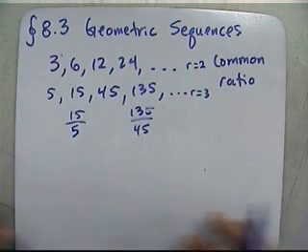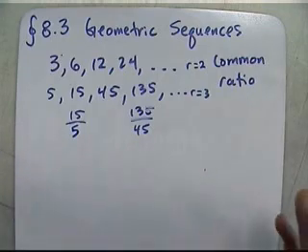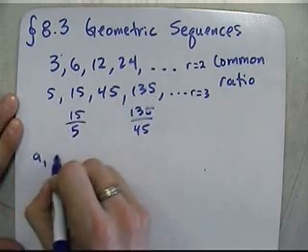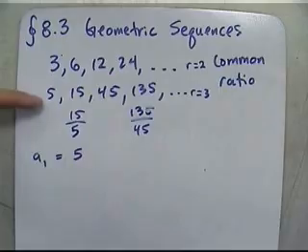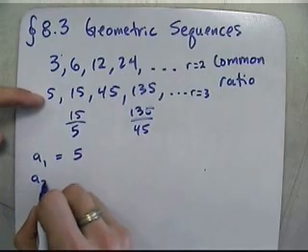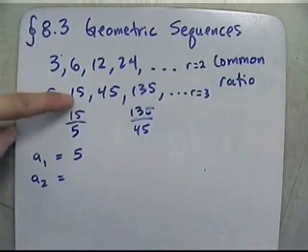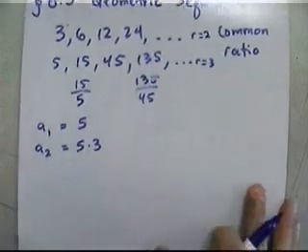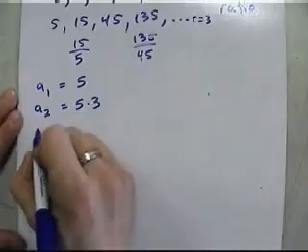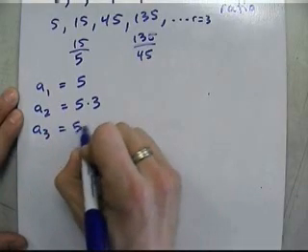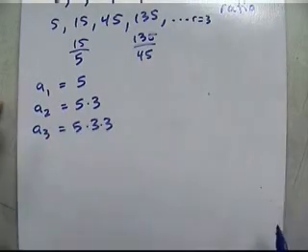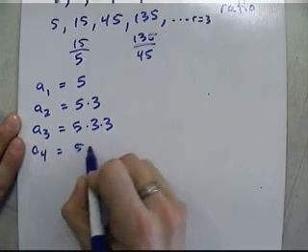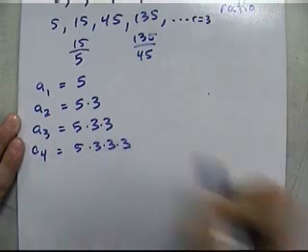Now let's develop where this formula comes from. For this one, a sub 1 equals 5, the first term. a sub 2 is 15, which is 5 multiplied by 3. a sub 3 is really 5 multiplied by 3 multiplied by 3, because I'm tacking an extra 3 on every time. a sub 4 is 5 multiplied by 3 by 3 by 3.